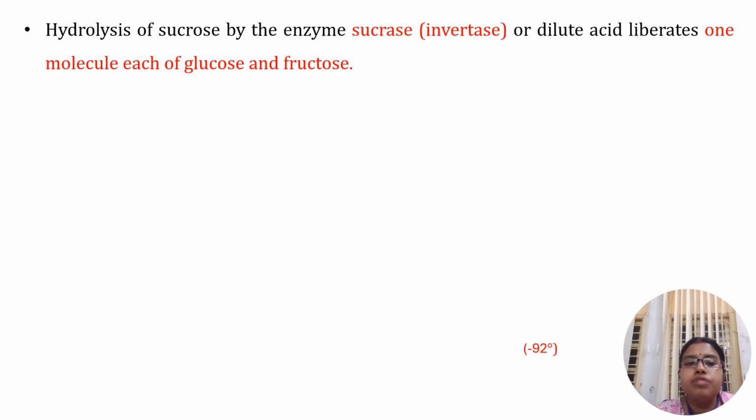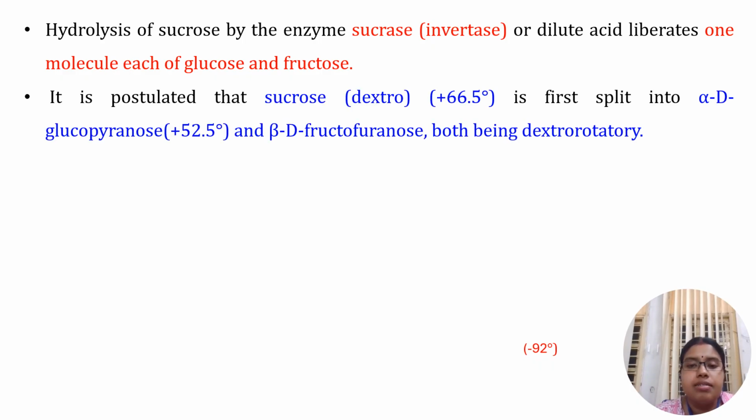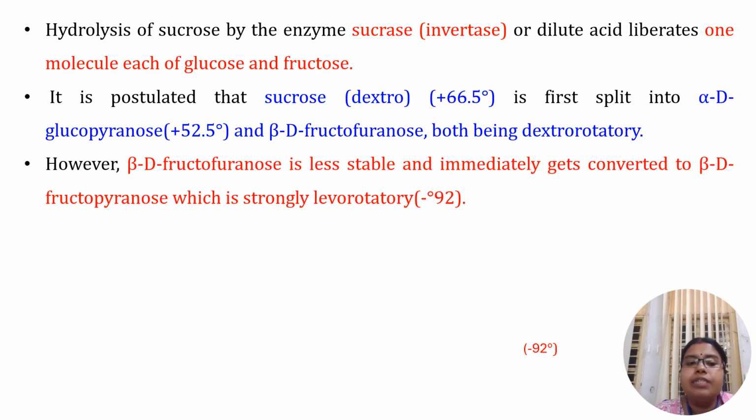Hydrolysis of sucrose by the enzyme sucrase or dilute acid liberates one molecule each of glucose and fructose. It is postulated that sucrose, which is dextrorotatory with a +66.5 degree optical rotation, is first split into alpha-D-glucopyranose and beta-D-fructofuranose. Both are dextrorotatory in nature.